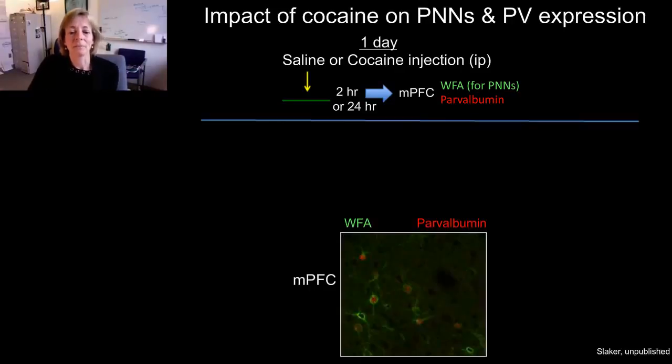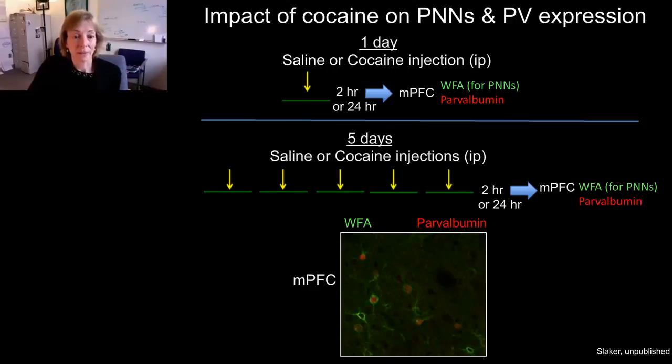And that picture is shown here, the red staining for parvalbumin, and the green again, the perineuronal nets surrounding those cells. And secondly, we looked at 5 days of exposure. This is not a lot of exposure, but there have been a number of studies that look at just IP cocaine injections. And so we thought, well, perhaps we could compare some of our studies with previous work that's been done. So we gave 5 cocaine or saline injections and looked 2 or 24 hours later for perineuronal net staining and parvalbumin staining.